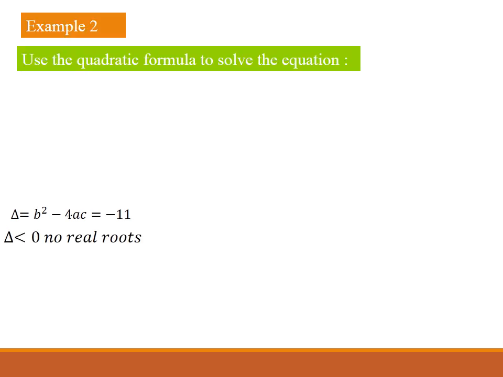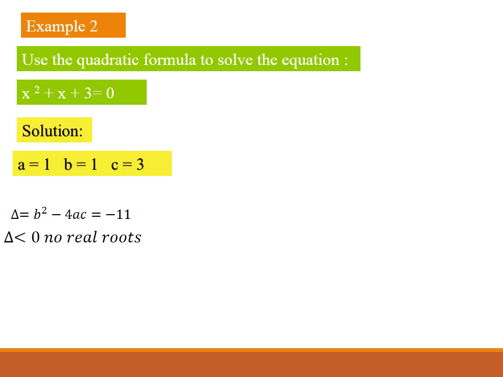The second example, we have x squared plus x plus 3 equals 0. A is 1, b is 1, and c is 3. Delta is b squared minus 4ac, which is minus 11. So since delta is negative, no real roots.